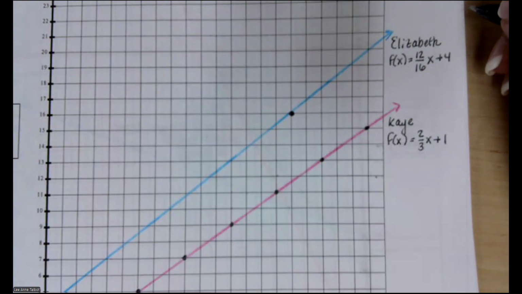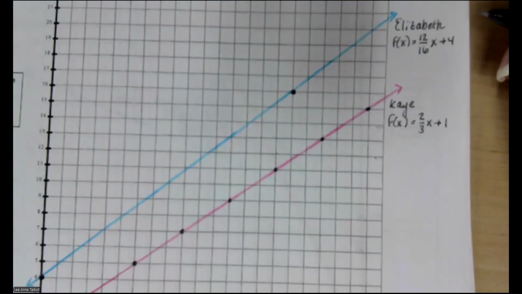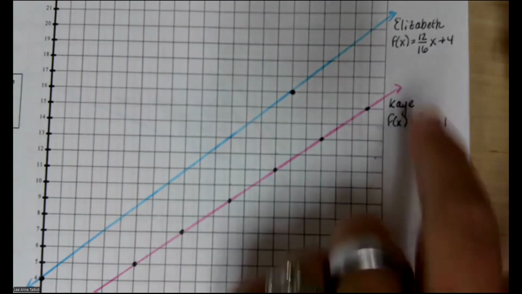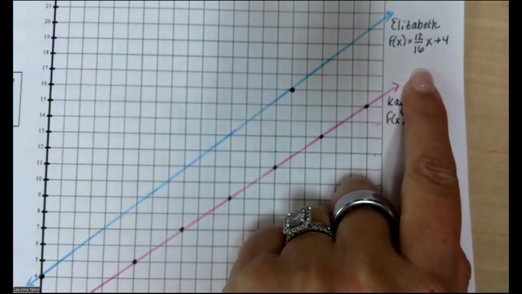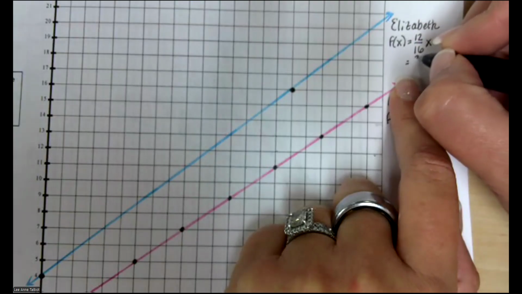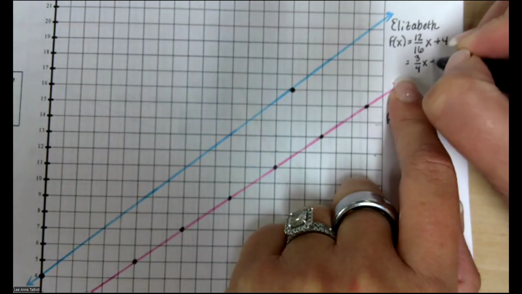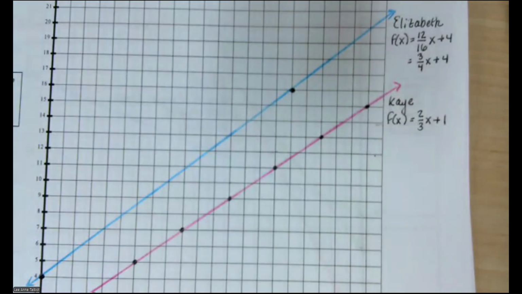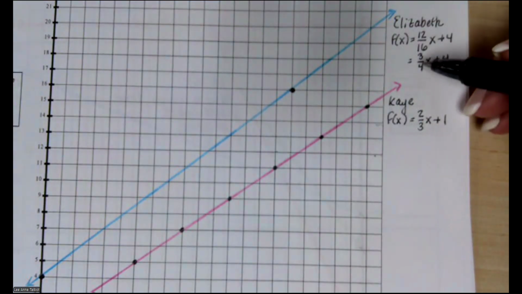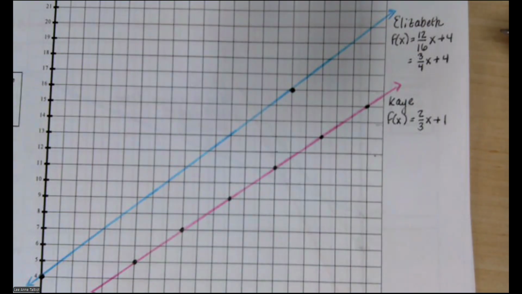Up 12/16, which makes it go to the point 16/16. Okay, so here's my question. What does 12/16 reduce to? Okay, so what's faster, 3/4 or 2/3? 3/4. But just by a little bit.